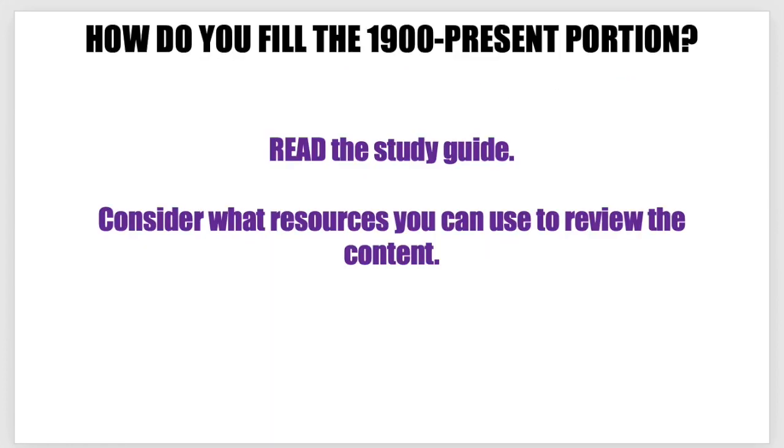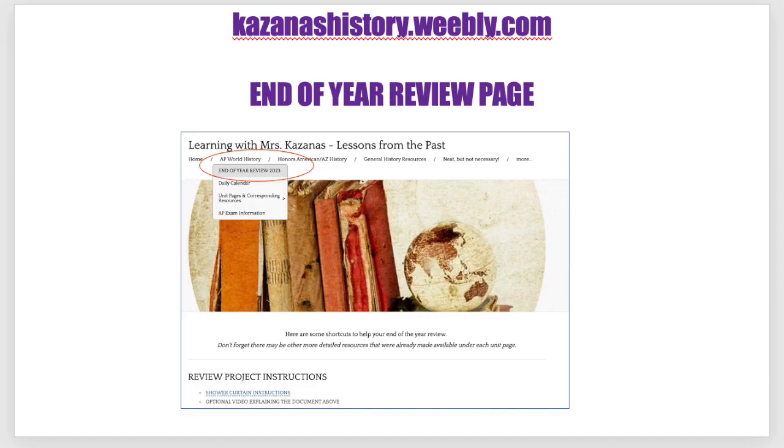How do you fill the 1900 to present portion? Well, the first thing you do is you got to read the study guide. That will help you see what College Board wants you to know about this time period. Even just looking at the big picture statements that they want you to keep in mind can be incredibly helpful. So start by reading that study guide from start to finish. Then consider what resources you can use to review the content. You could use your reading notes, your class notes, the sample review readings. You could also use the resources on kazanishistory.weebly.com. If you go and look at that website, there has been an added tab, End of Year Review 2023.